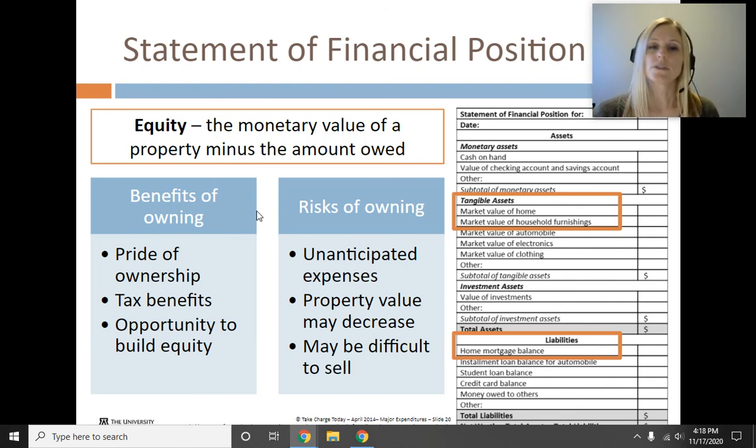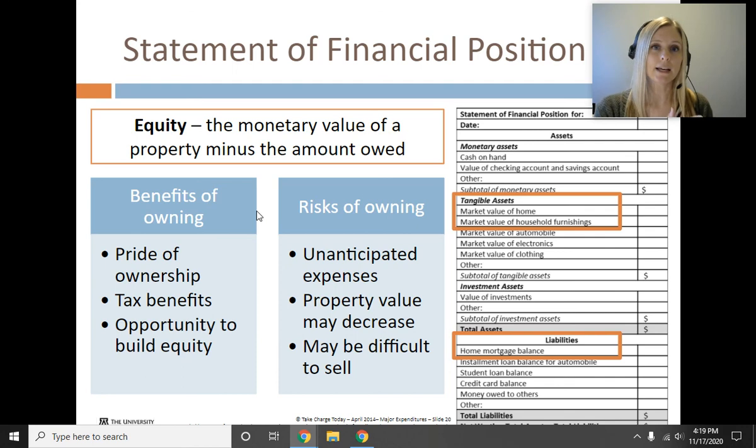However, there are also some risks of owning. You often will have unanticipated expenses. Something breaks, something goes wrong, something major is wrong with the foundation or whatever. And whatever comes up, you are going to be responsible for those costs. The property value is also not guaranteed to go up. So, depending on where it is or how old it is, it's possible that the property value will go down.